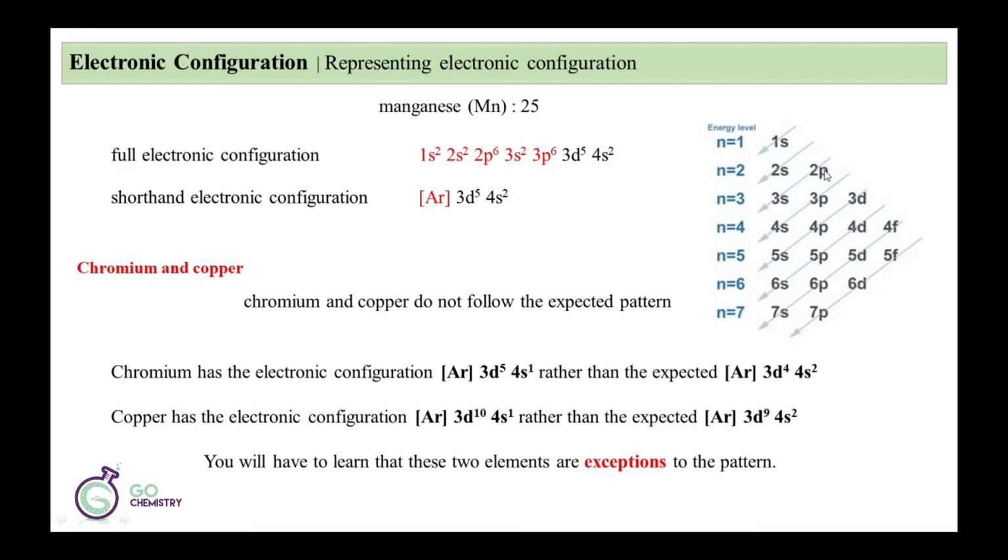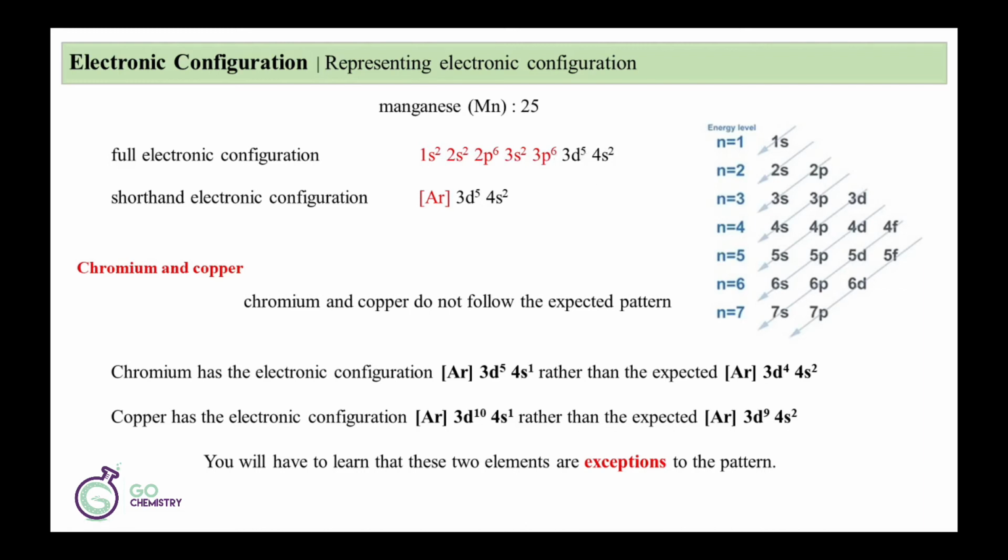The p orbitals can hold up to 6 electrons. So it will be 2p6, followed by 3s2. After that, we pass to 3p6, followed by 4s2, then 3d5, to finish the electronic configuration. So if we do the sum of the number of electrons here, we will find 25, which means 2 plus 2, 4, 6, which means 10, 12, 18, 20, and 25.